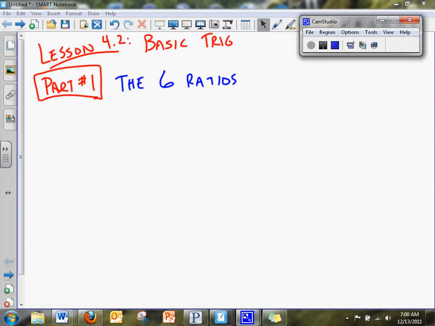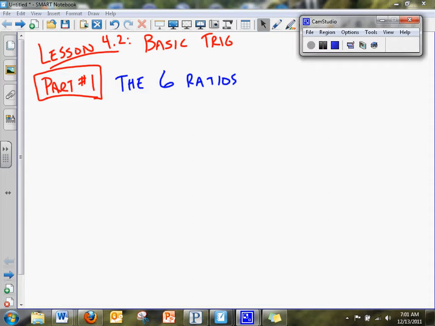So we're starting with 4.2. This is just basic trig stuff. A lot of this is going to look very familiar. It should look familiar. If you don't watch this video, you'll probably be able to figure this stuff out on your own. So I'm going to do 4 quick videos. Keep these pretty short, but the first one is just reviewing the 6 ratios. 3 of them you know for sure. The other 3 you may not be as familiar with, but that's okay. All right, so we're going to be looking at all 6.